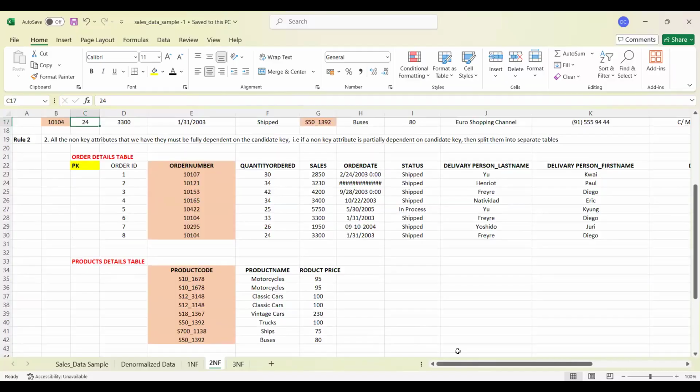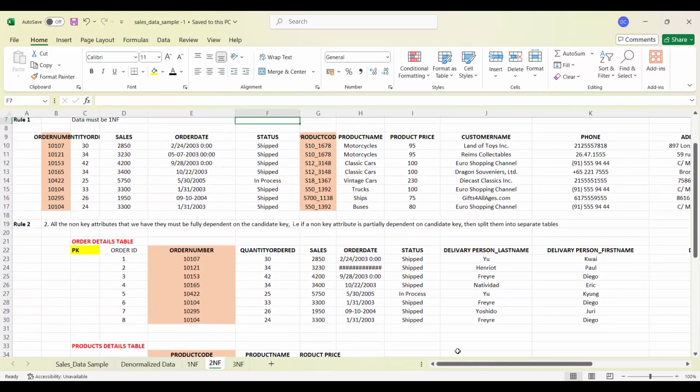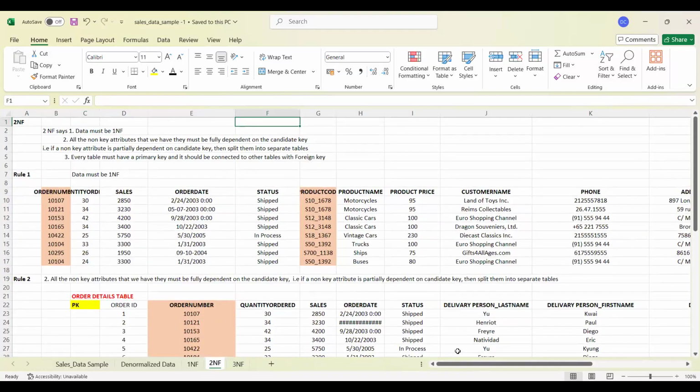Yes, ma'am. So here we need to solve this third rule. We are left with this third rule, that is, every table must have a primary key and it should be connected to other tables with a foreign key. Now basically for all the tables we need to create a primary key and foreign key, right?